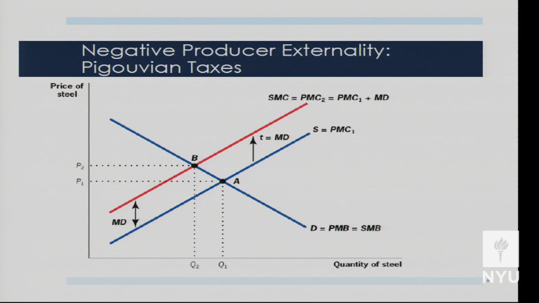That's equal for every unit of steel produced. So the marginal damage caused by the first unit of steel production is the same as the ninth unit. It's flat. The marginal damage curve is flat.